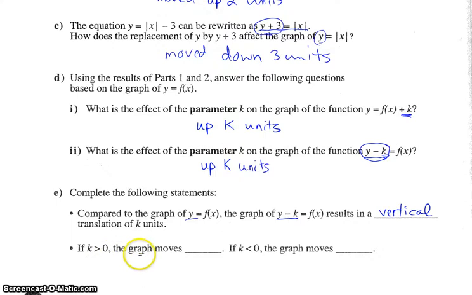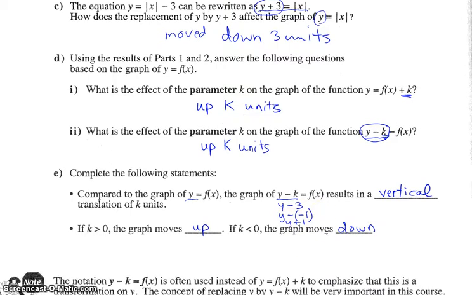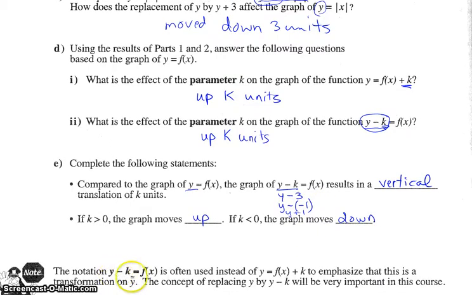If k is greater than 0, so that would mean y, and then minus is still there, k is greater than 0, so say something like 3, the graph moves up. If k was less than 0, so we would have like y minus, and then k is like -1, that would become then y plus 1, and the graph would move, opposite of what you think, down, right? Y plus 1.